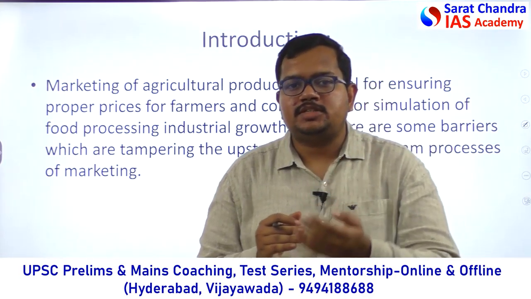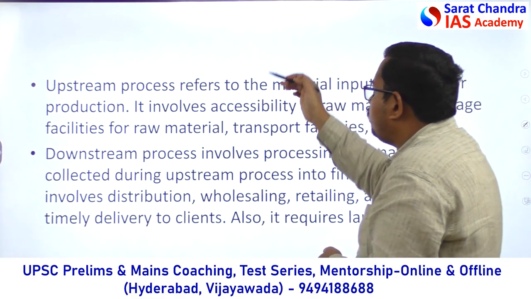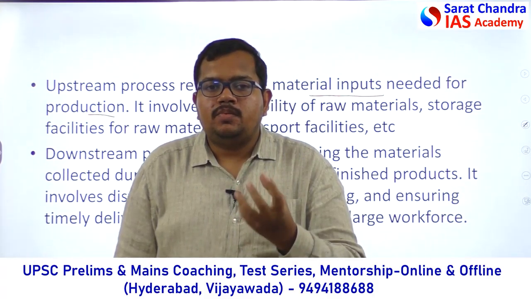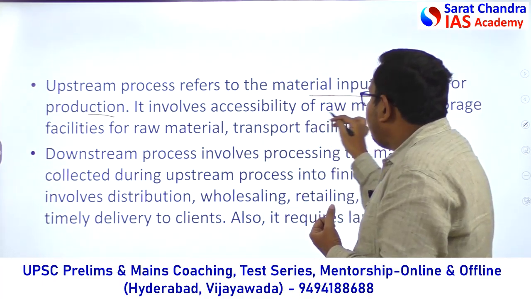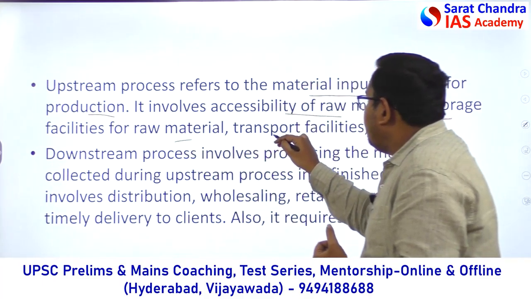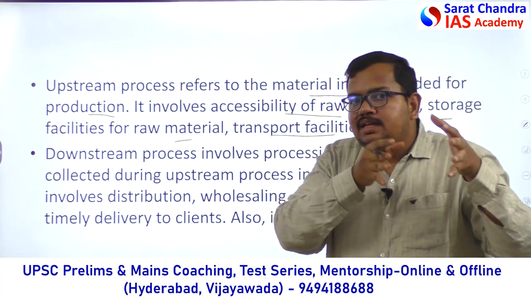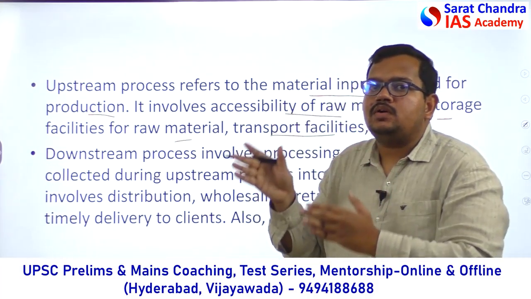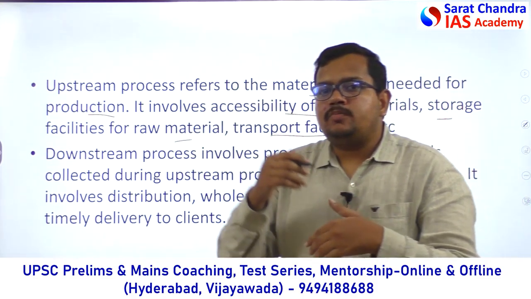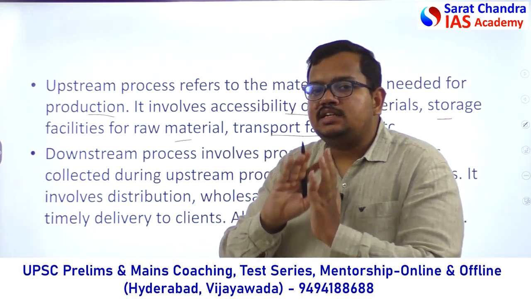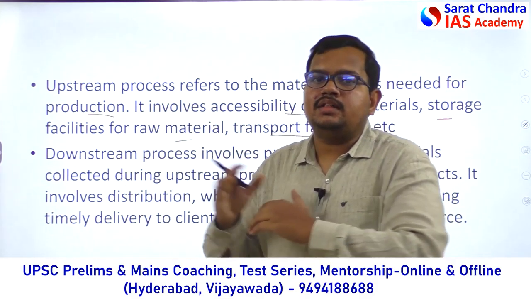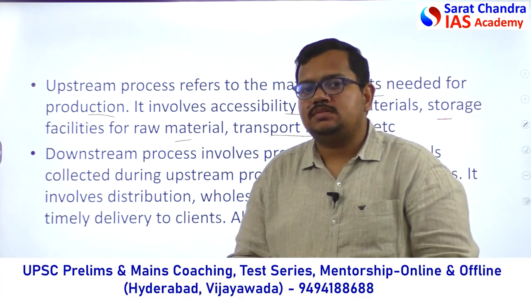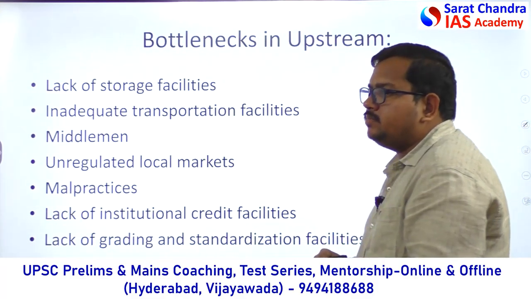So first we need to understand what this upstream stage and this downstream stage are. The upstream process refers to the material inputs needed for production. It is totally related to the procurement of raw materials. It involves accessibility of raw materials, storage facilities for the raw material, and transport facilities. So it is about gathering the raw materials, accessing them, and transporting them to the industry. Up to the level of raw material, that is what we call the upstream stage. After that starts the downstream stage, where we have to process these raw materials and then distribute them, and the distribution process has wholesale, retail, and finally the consumers. This whole process we call the downstream stage. So there will be some bottlenecks in the upstream stage and some in the downstream stage also. Now, what are the bottlenecks in the upstream stage of agriculture marketing?